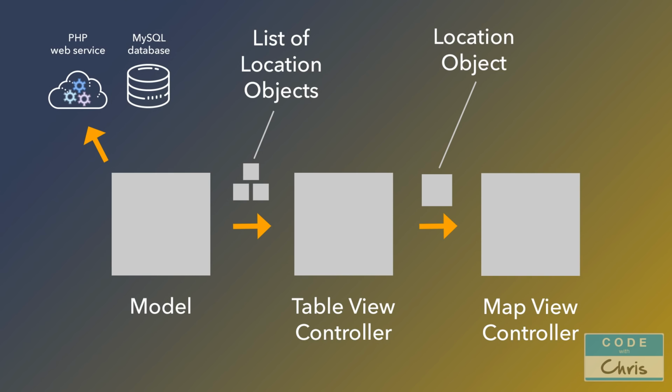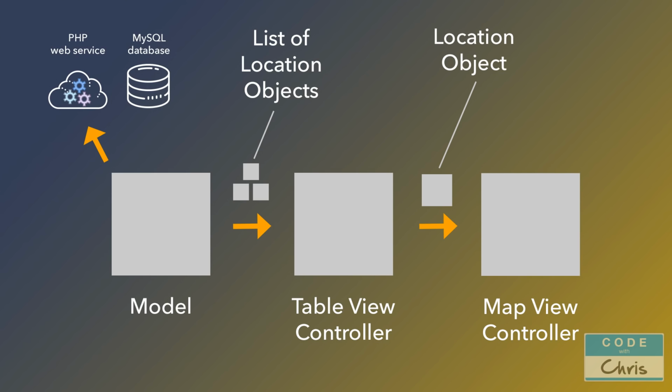Now, in order to get the data from our PHP web service, we're not going to have the view controller directly hit that service and download the data. We're going to have another class, and that's going to be our home model. This class is going to be in charge of actually making the call to the web service, downloading the data, parsing the JSON data, and then returning to the view controller a list of locations for it to display in the table view.